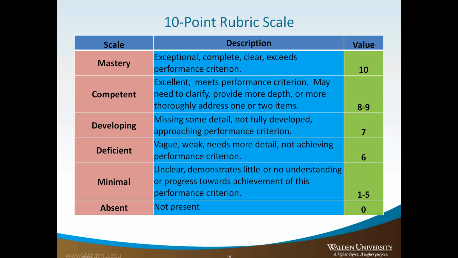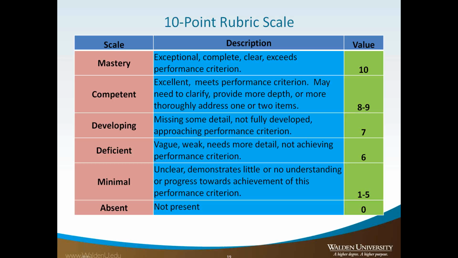They need to clarify something, provide a little more depth. Or maybe there were several items they needed to address, and they didn't thoroughly address 1 or 2 of them. It's absolutely critical at this point that we give the students feedback and tell them what they could have done to achieve the 10. And what are they missing? Just 1 or 2 things. It doesn't need to be 100% complete, but we need to point that out to them in the feedback section.